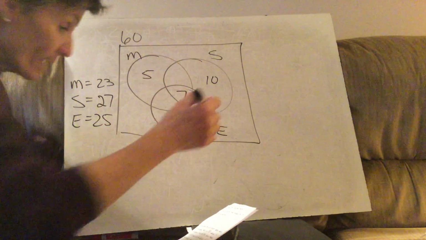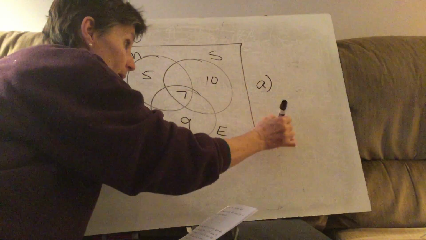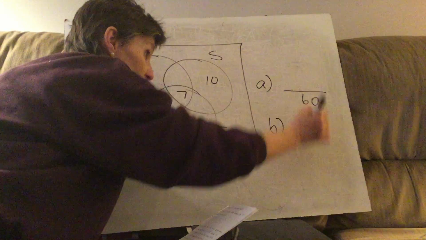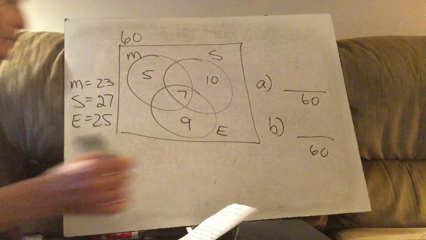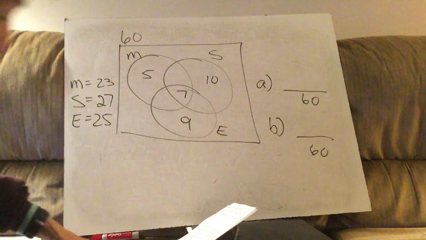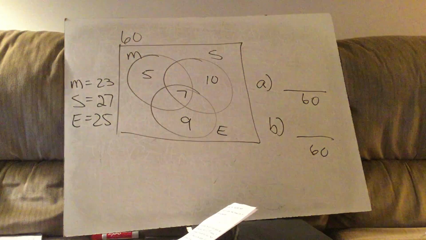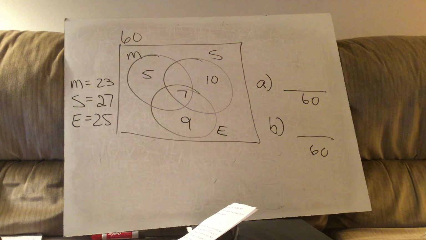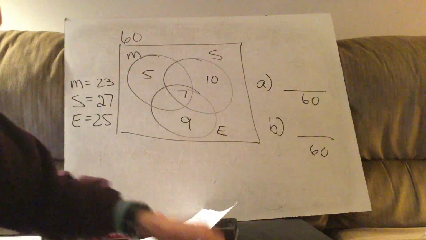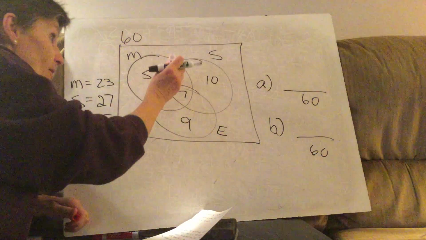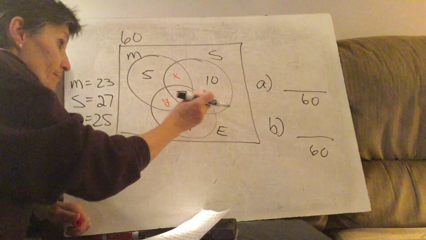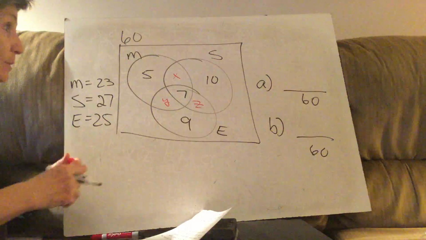Okay, so whatever A and B, the denominator is going to be 60 because we're picking a kid at random and there are 60 of them. So now we need to figure out what all the rest of these things are. All right, so here we go.